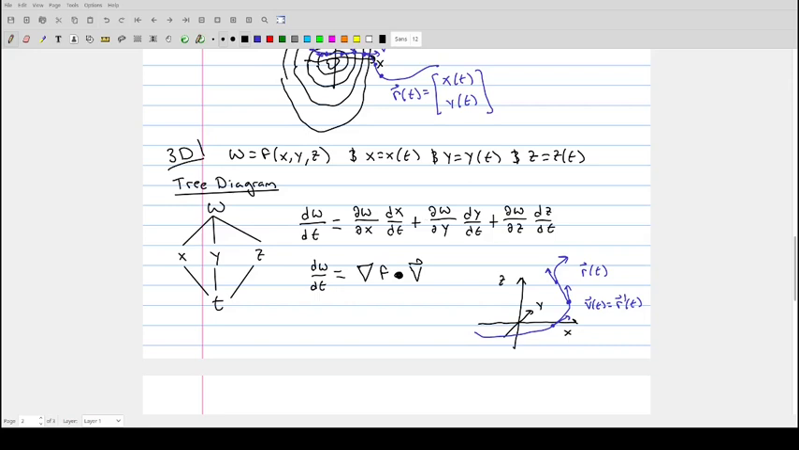Remember that this was calculated directly using single variable chains, because along each of these branches, this branch right here represents the rate of change of w with respect to x. This middle branch represents the rate of change of w with respect to y. This branch right here represents the rate of change of w with respect to z. And this branch represents dx dt. This branch represents dy dt. And this branch represents dz dt.